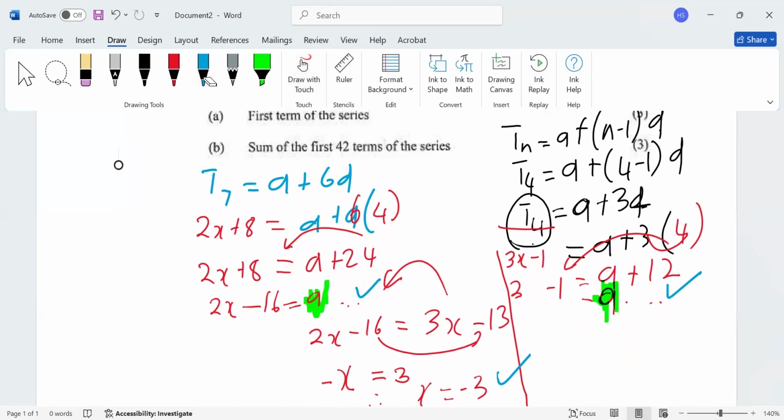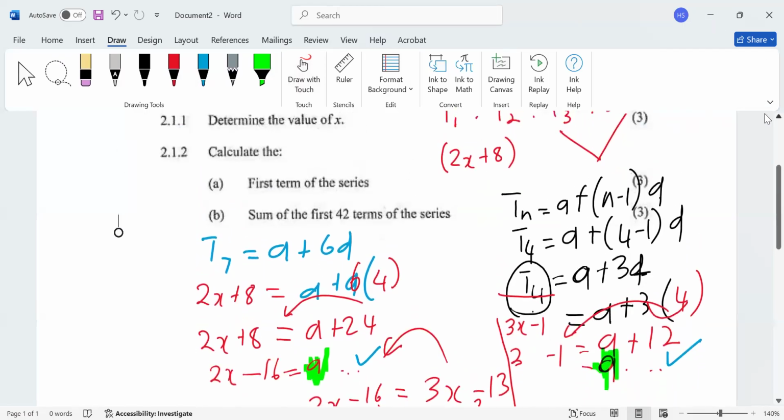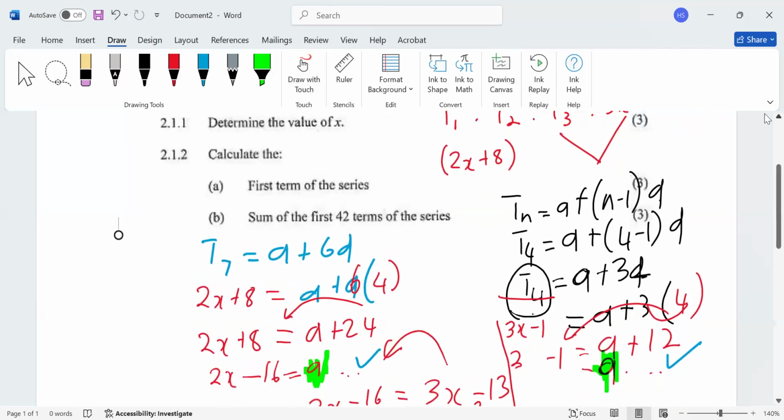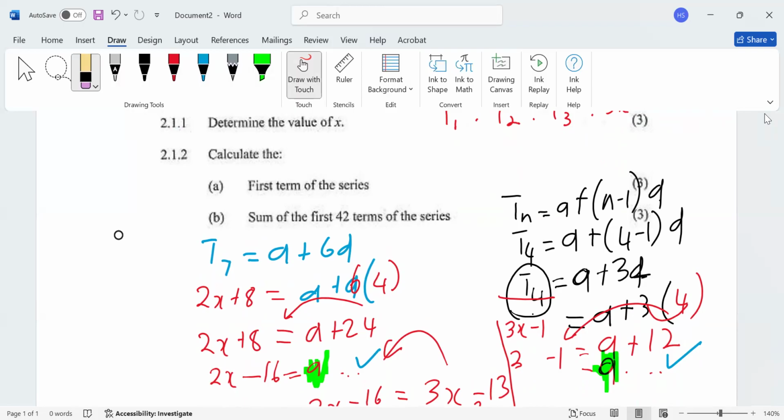Find the first 3 terms. They said calculate the first term of the series. First term of the series is what? It's A. You already have a formula that is A. Which one should we use? This is equal to A, and then this is also equal to A. So we'll just take one. Let's take this one that says 2x minus 16 is equal to A.